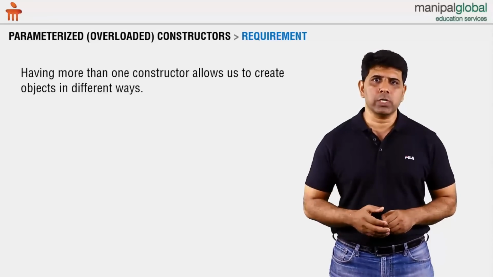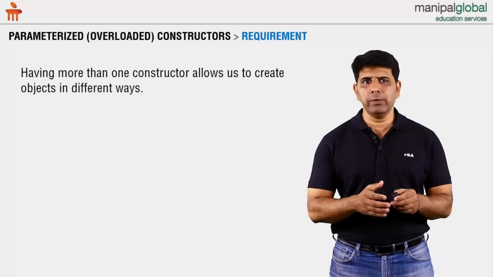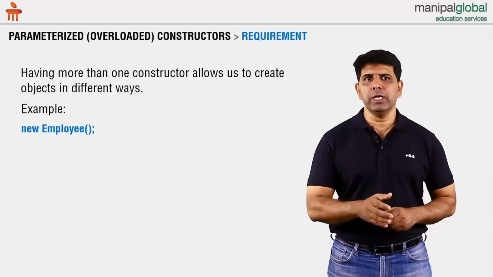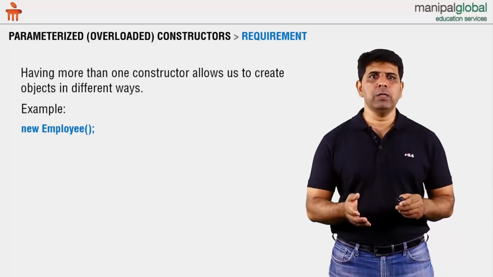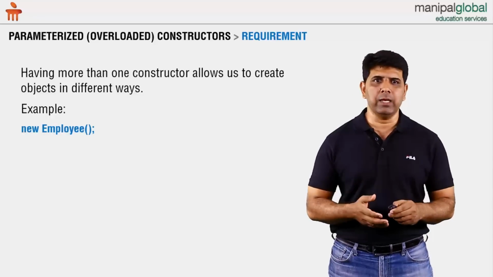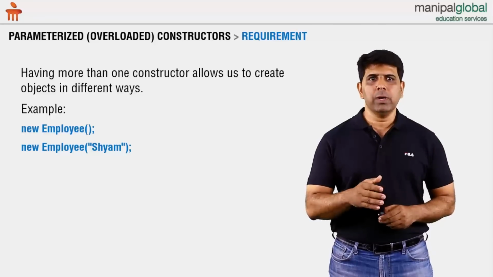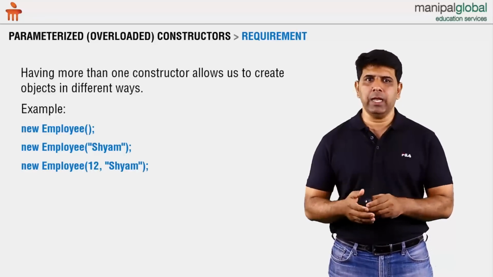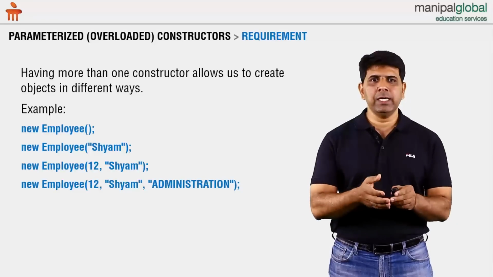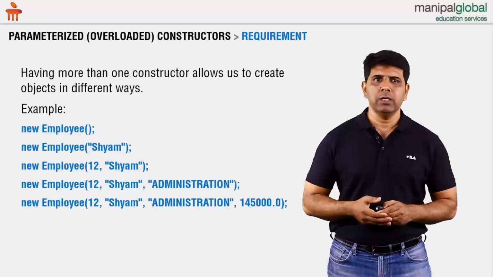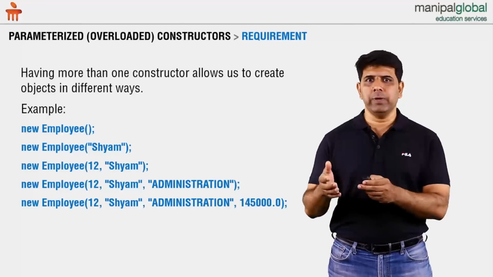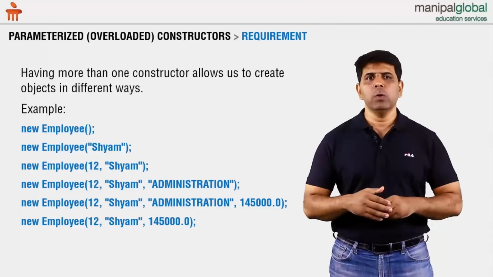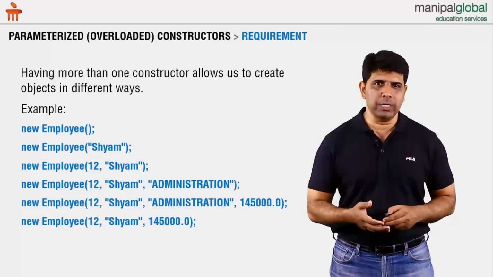Let's see a practical use case. Having more than one constructor allows us to create different objects in different ways. For example, here is a new employee where all the values are defaults: ID, name, salary, everything is default. But we can supply a name. We can also supply an ID and a name. We can supply ID, name, department. What about ID, name, department, salary, or ID, name and salary? Now you can see we have different ways of initialization.